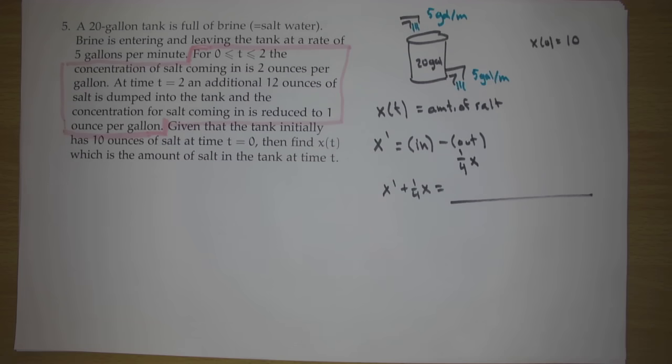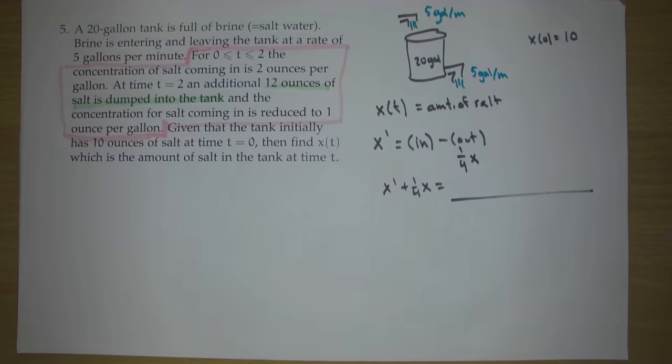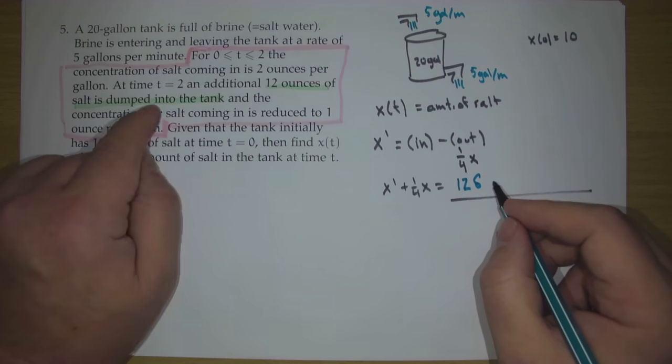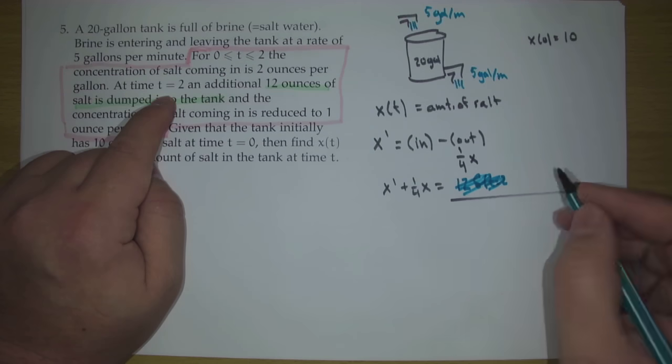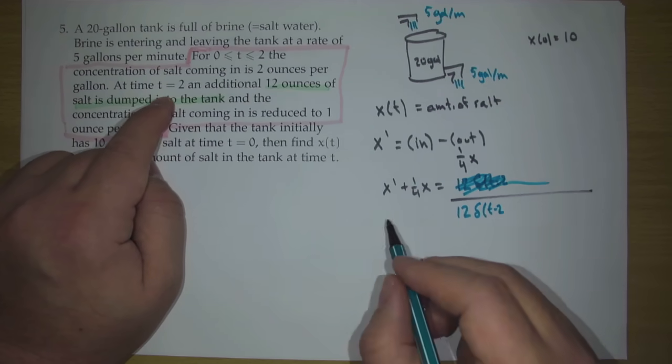So let's be a little bit careful here. This 12 ounces of salt that's dumped into the tank, how do we model that in terms of the tools that we have available to us? It's the delta, because it's just a one-time event, an instantaneous thing that happens. It's not a sustained thing, it's just one and done. Okay, so that says that we're going to have 12 delta, and because it's time t equals 2, 12 delta t minus 2. Okay, all right.